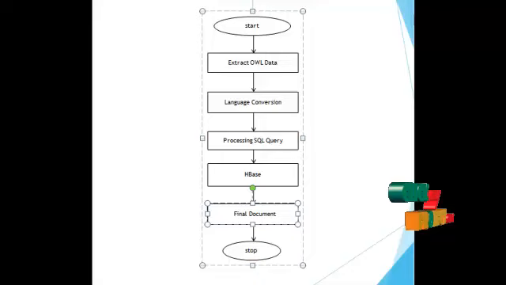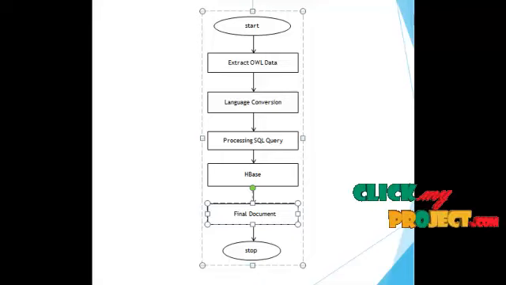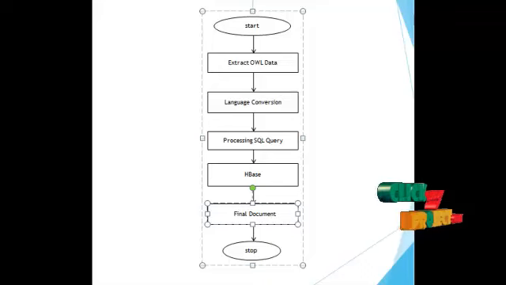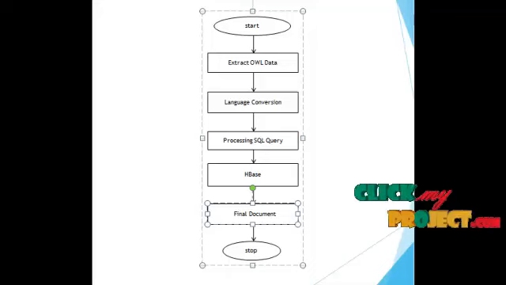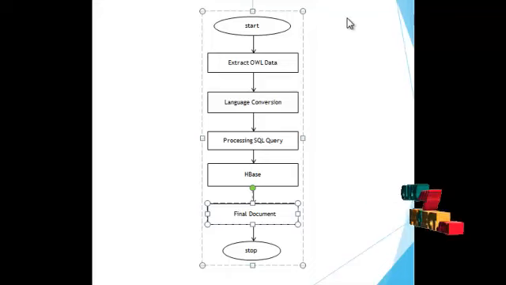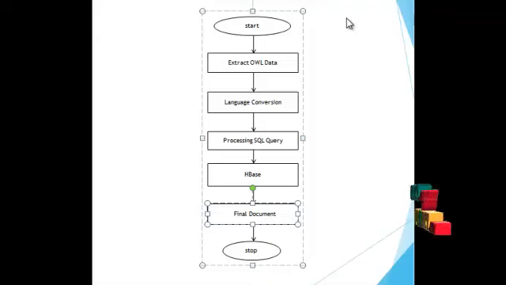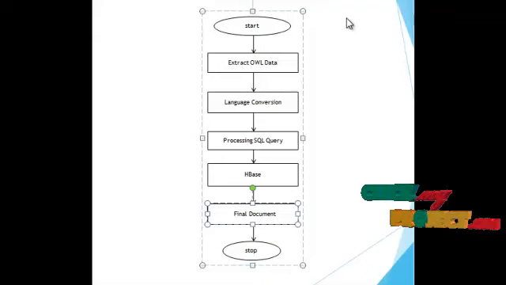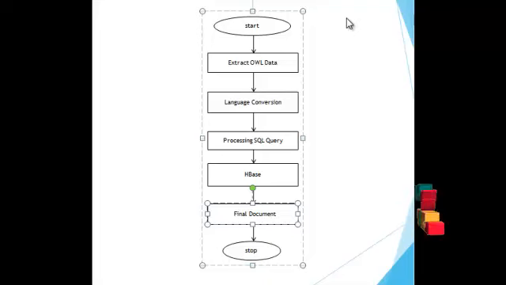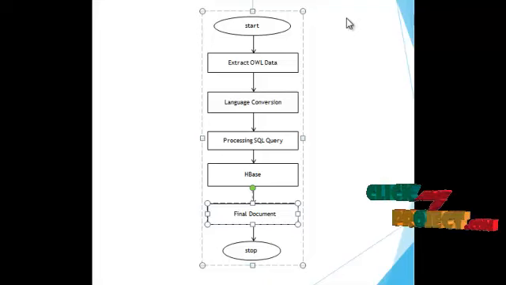Our process starts with extraction of OWL data. The OWL data is ontology web language. We have to convert the ontology web language into structure query language and process the structure query language. We have to perform the HBase. There are two storages in HBase, tbox and sbox. The final results are produced as a text document in our process.